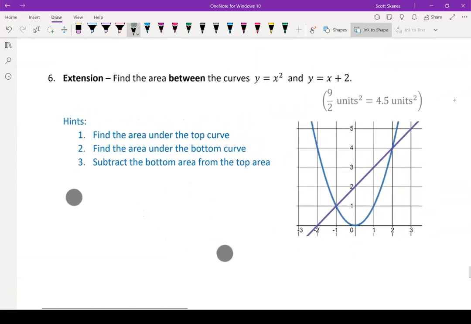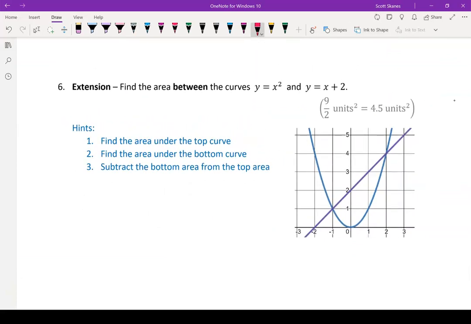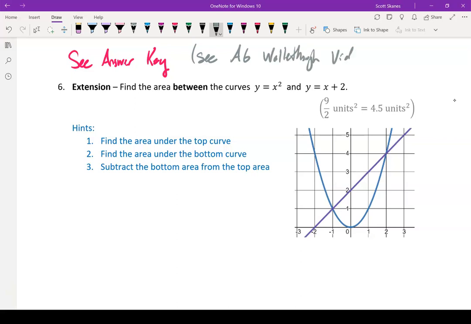The next page is an extension. Please see the answer key for this one. I did an explanation of this question in the assignment walkthrough video, so I'd prefer you to take a look at that. So see the assignment 6 walkthrough video for that. I posted a question that involves subtraction of the areas, and you can go ahead and watch that video if you want, or look through the answer key.